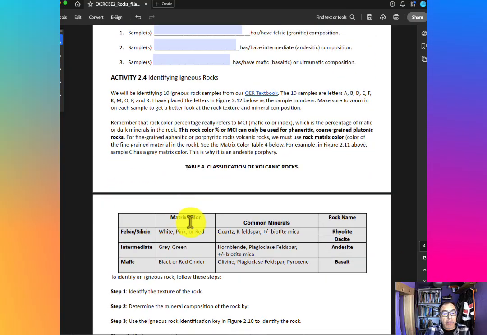Here we go. Instead of using the mafic color index, we're going to use the color of the matrix, right? If the matrix, that cookie dough, is white, pink, or red, it's usually some sort of felsic rock, which is going to be a rhyolite or a dacite. If the matrix is green or gray, then it's intermediate. It would be some sort of andesite. And obviously if it's black, or if it's a red cinder, that's scoria, then we call it a basalt, right?